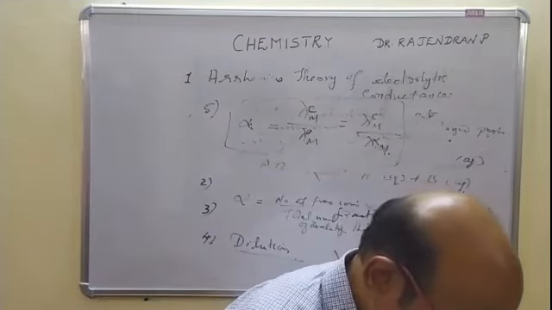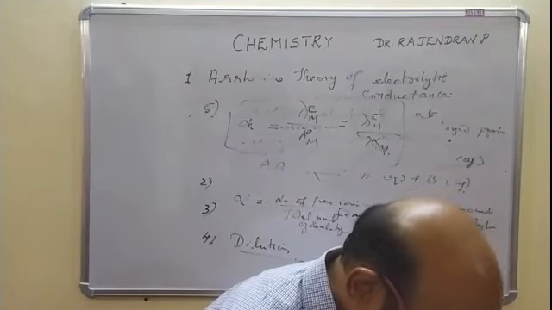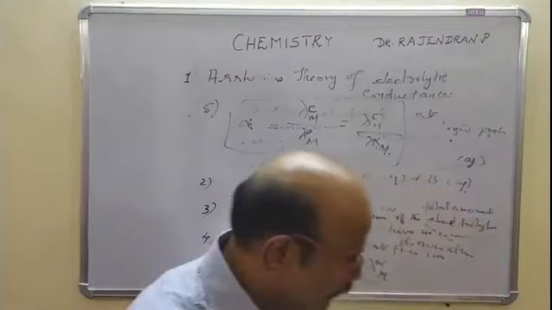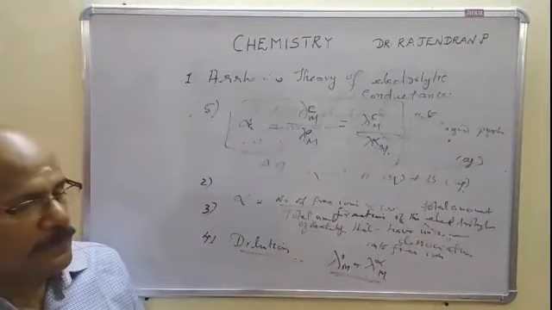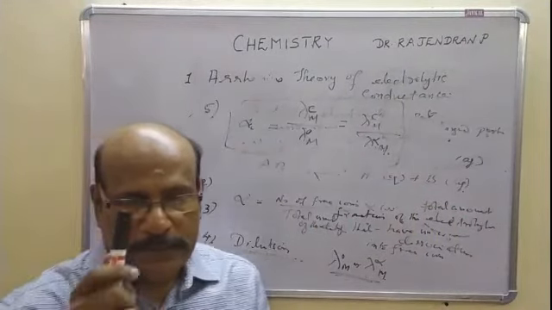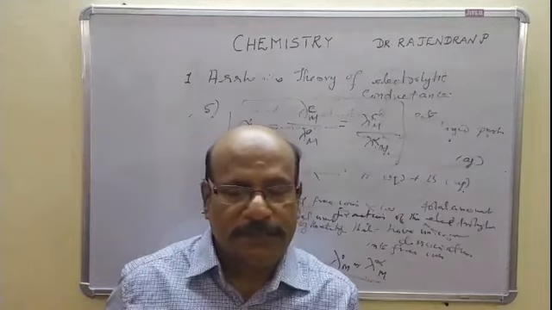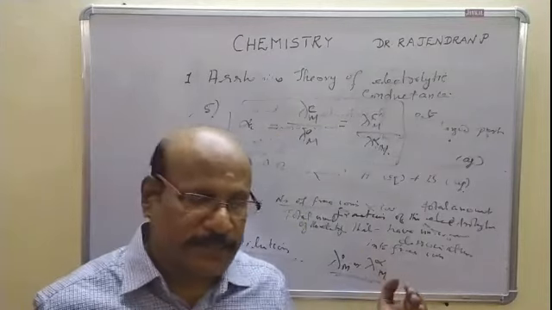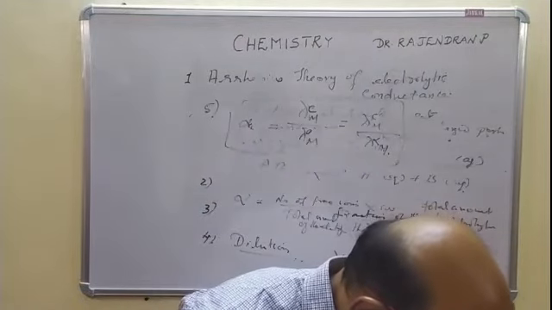So this is the thing. Next, I have to mention that at infinite dilution alpha is almost 1. So at the state of infinite dilution the alpha of almost all electrolytes becomes unity. In all other cases it is lesser than unity.